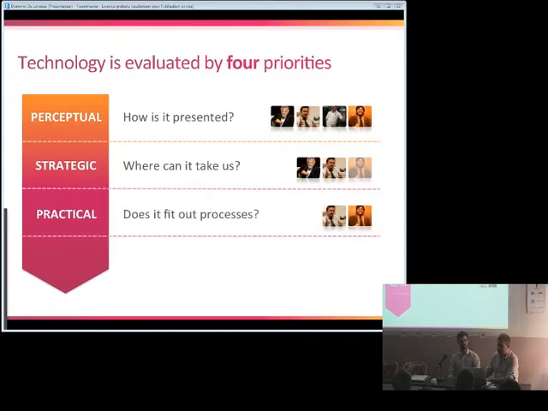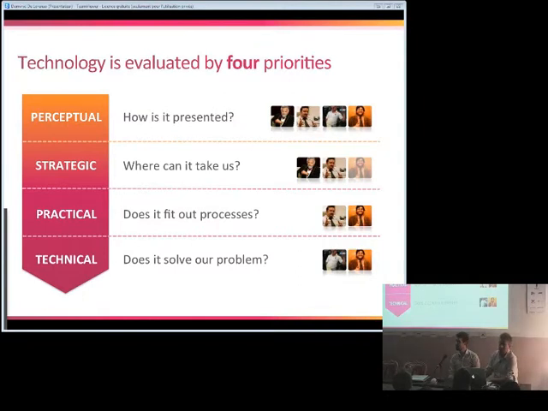The third is the practical. So, how does it fit in with our current process? How does it impact us if we change to this? How does it affect us being able to measure quality? And then finally, does it actually solve our problem? Can this technical platform do what it needs to do for us and do it better than others?